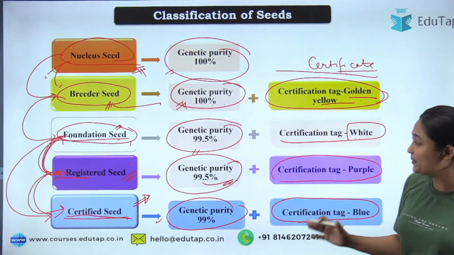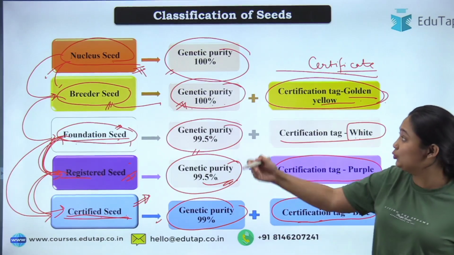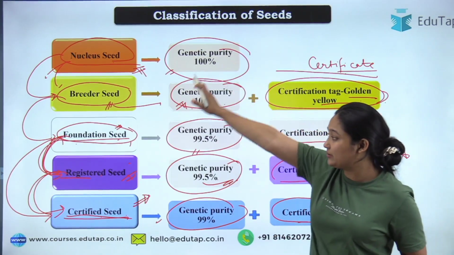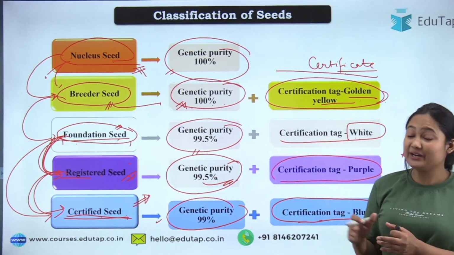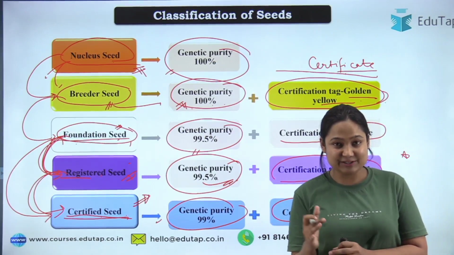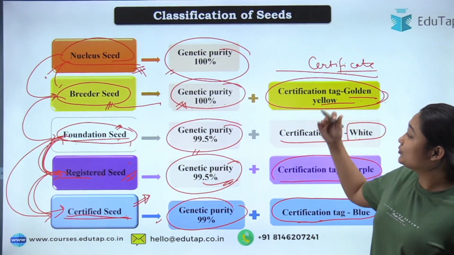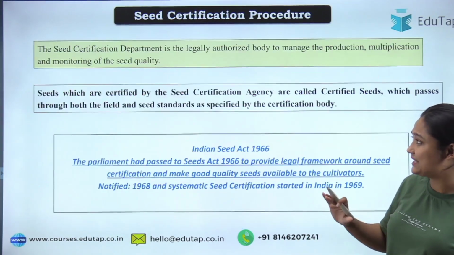Okay, so this very slide is very important for your NABARD examination. Do remember the color tags, the genetic purity, and also the names of the seeds. If you can do that much, that will be very beneficial for your NABARD examination. Now let's move to a little history, what will happen and what agencies are there. So let's quickly discuss that.